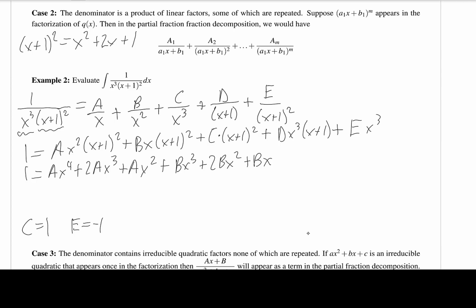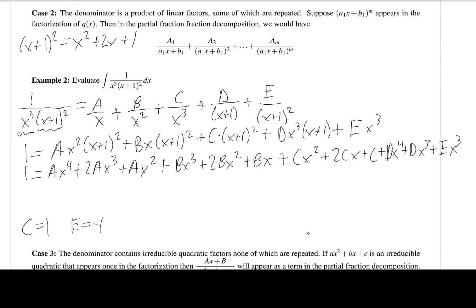Now I already know that c is equal to 1, but what I want to do is make some formulas out of this. So let me go ahead and multiply it out. We'll get cx squared plus 2cx plus c, plus, now I have dx cubed times x plus 1. So this becomes dx to the 4th plus dx cubed, and then plus ex cubed.